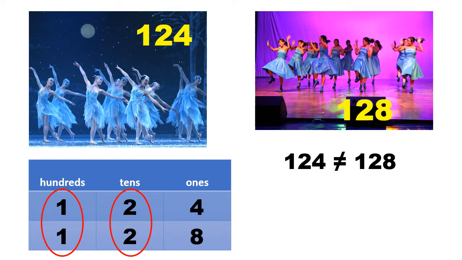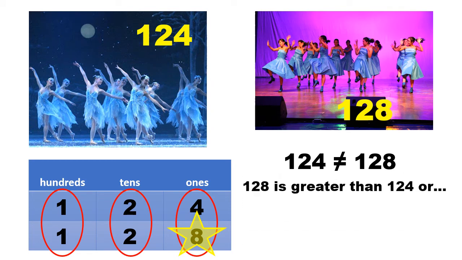Now, there's 2 in the tens and 2 in the tens. Well, 2 is equal to 2, so I guess we're going to have to go to the next place, the ones. So now I look at the 4 and the 8. And I think to myself, which one is bigger, the 4 or the 8? That's right, it's the 8. So now I know that 128 is greater than 124, or I can use my mathematical symbols to write that out. 128 is greater than 124.